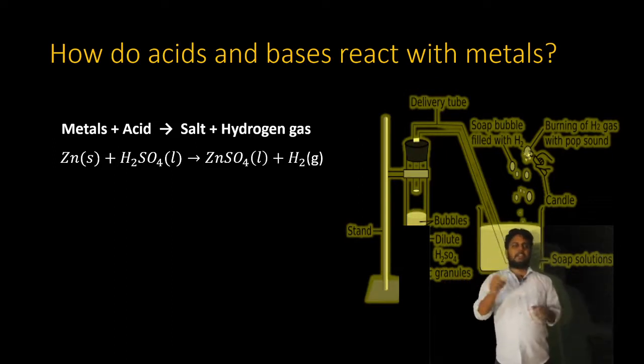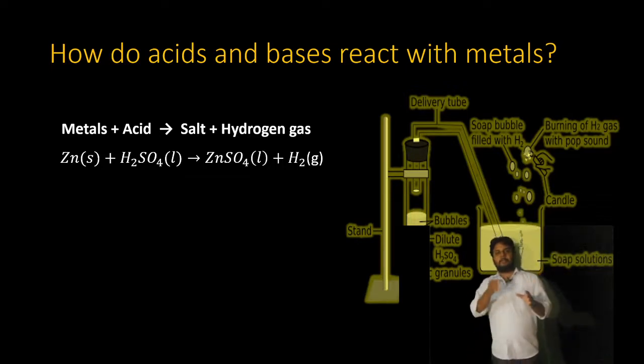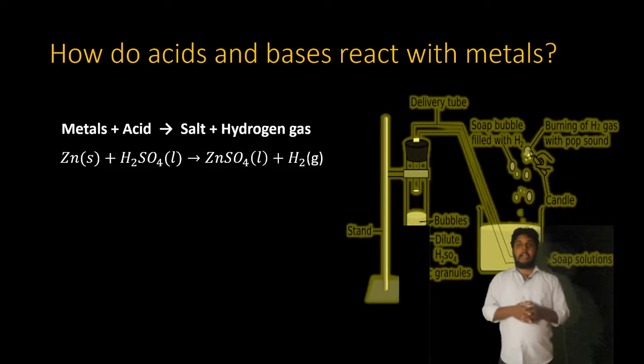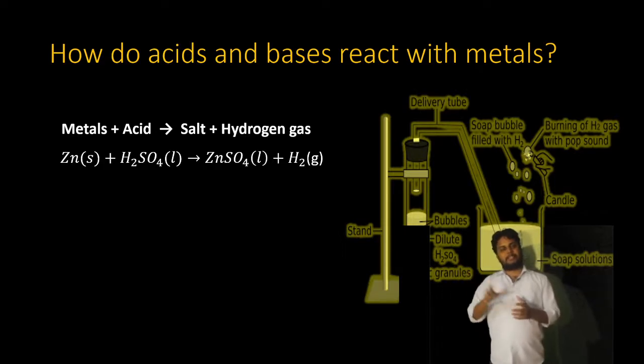Okay, what happens? So many times in the exams the question will be asked, what happens when metal reacts with acids? So you have to say what are the products formed? Salt and hydrogen gas. So this is the one answer. And which gas is evolved when acid reacts with metal? So that you have to understand. So hydrogen gas is evolved.